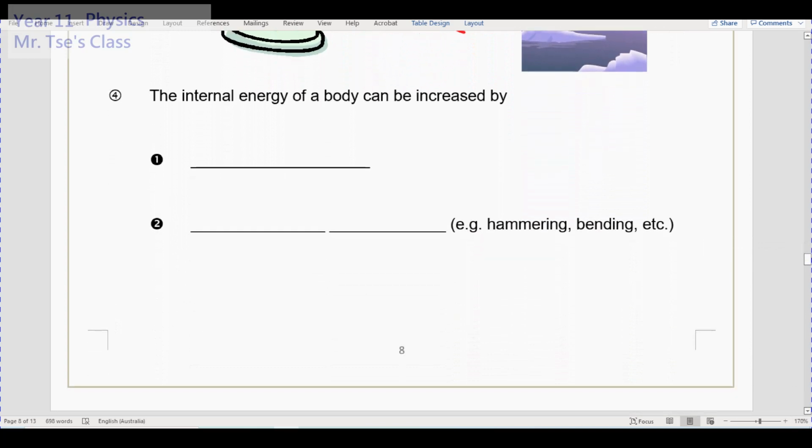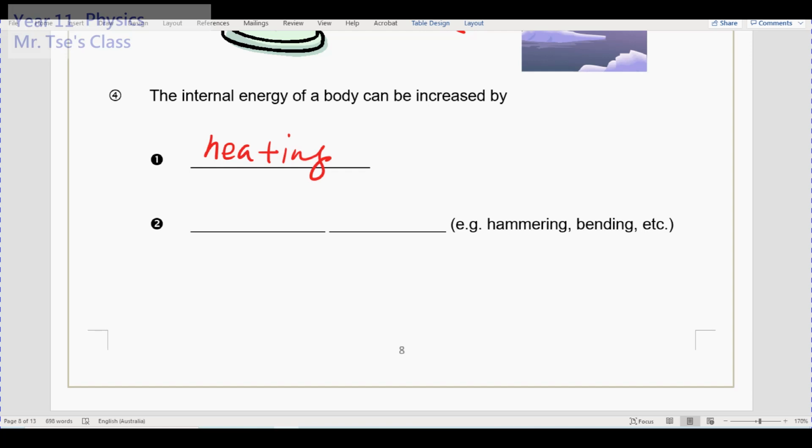So for a particular object, how can we increase the internal energy? First of all is of course heating. That means you supply heat. You heat up. Okay, and so that's the first way. And the other way is like hammering, bending. What do we mean? If in winter time you feel it's really cold, then you rub your hands together and you feel a bit warmer than before, right? So that means rubbing your hands could create warmth.